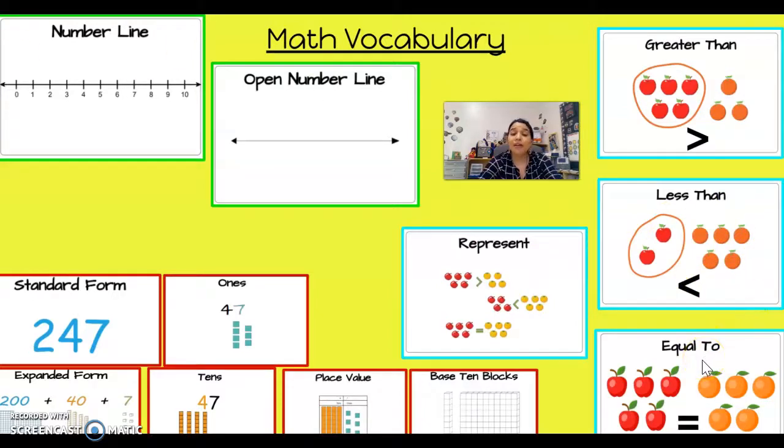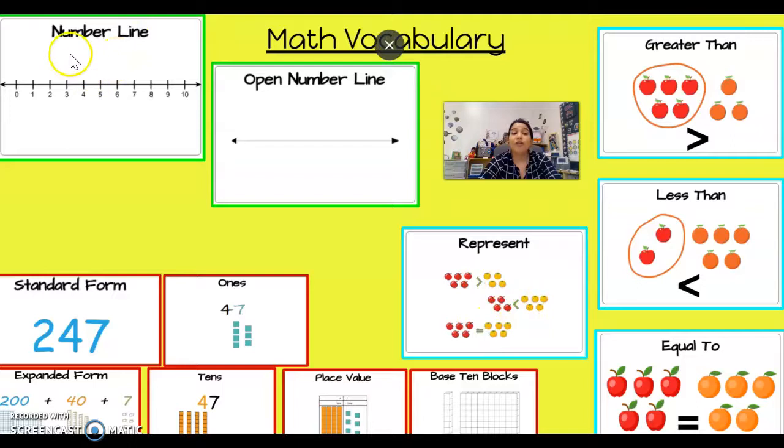Equal to is when we have the same amount. So the numbers are the same. So we have 5 apples and 5 oranges. So they each have 5. So they are equal to. And this is our equal to sign. Represent means when we have an equation and we want to represent it with a greater than, less than, or equal to sign. So we're able to use these symbols right here.